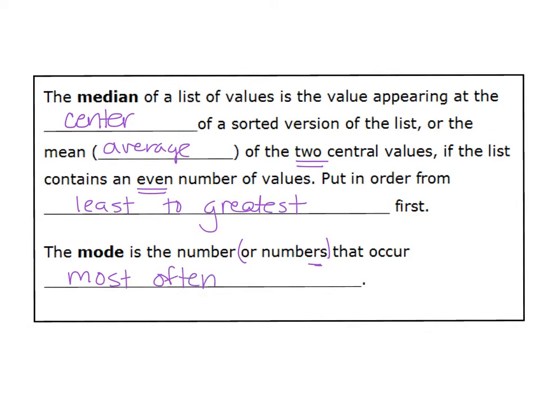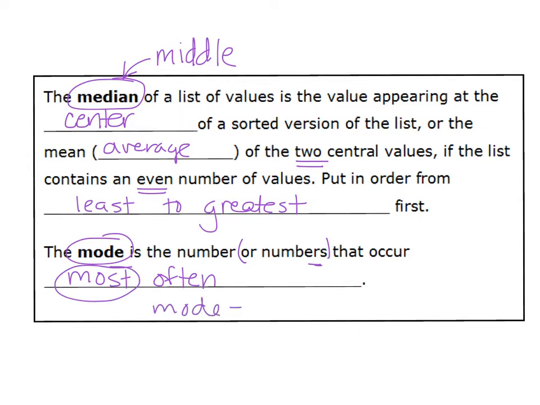So one way that people remember it is the median is like the middle. It's very similar. You think of the median of a highway. The mode is real close to most. Mode, most. So when you have mean, median, and mode, you have to keep them straight. And if you remember from the other day, the mean, and we have it right here, is the average.